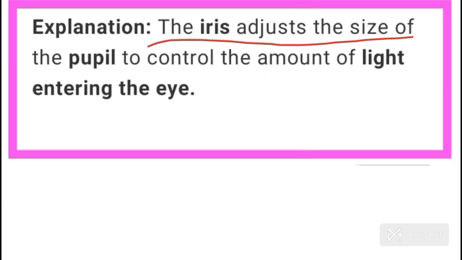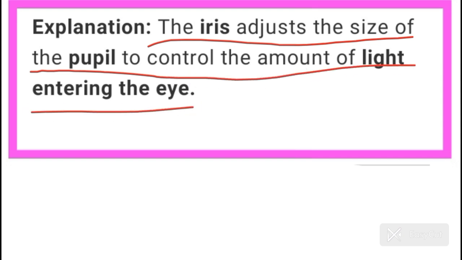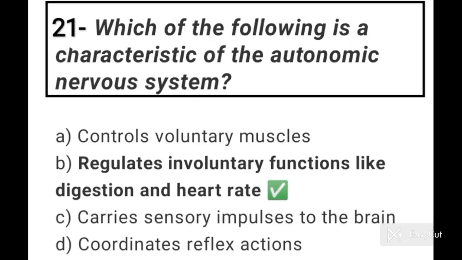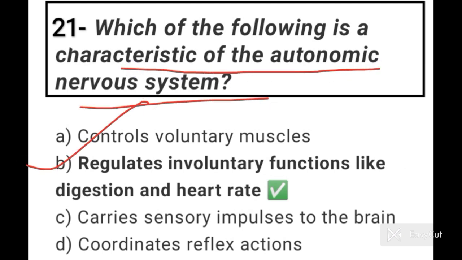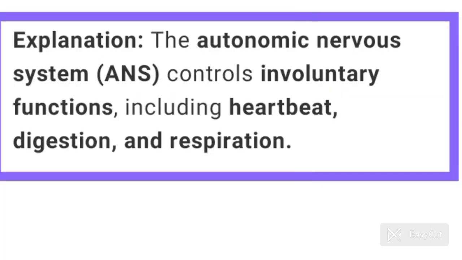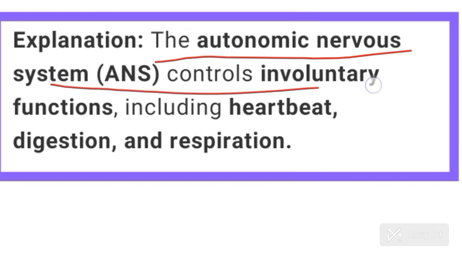The iris adjusts the size of the pupil to control the amount of light entering the eye. Question number 21. Which of the following is a characteristic of the autonomic nervous system? Answer is option B. Autonomic nervous system regulates involuntary functions like digestion and heart rate. The autonomic nervous system controls involuntary actions including heartbeat, digestion and respiration.